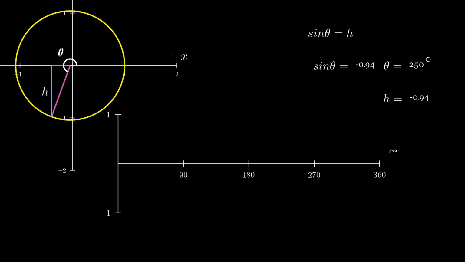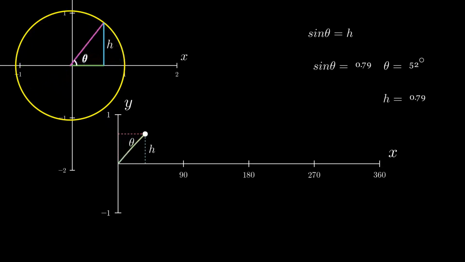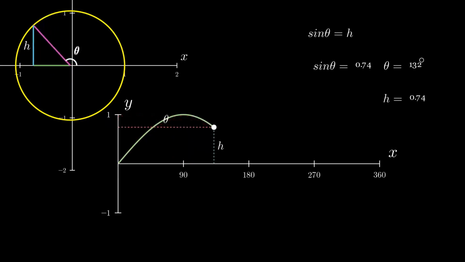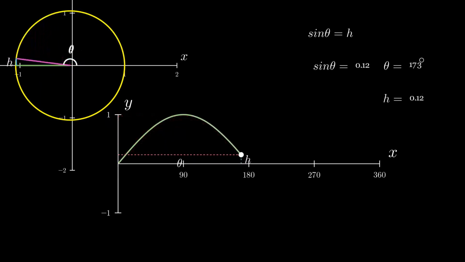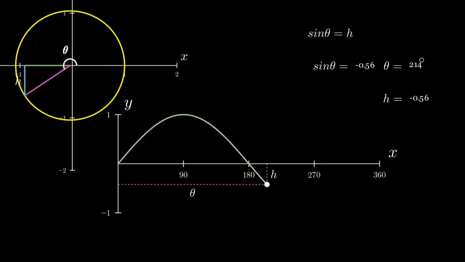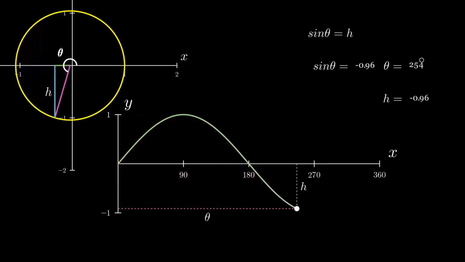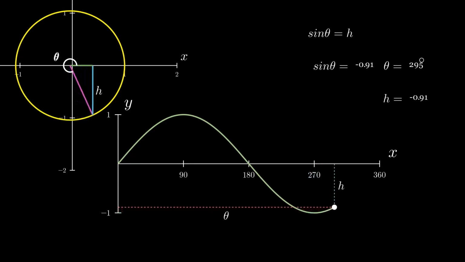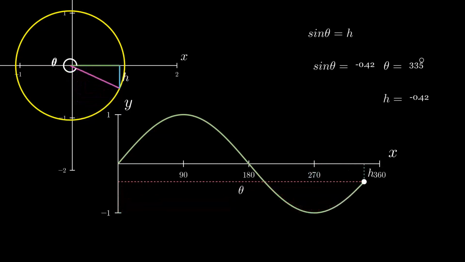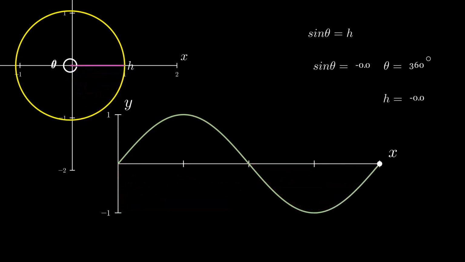Let's plot another graph where x-axis now represents the degrees of this angle. This graph represents the value of h on y-axis for each degree of theta on the x-axis. Let's change degrees with radians.